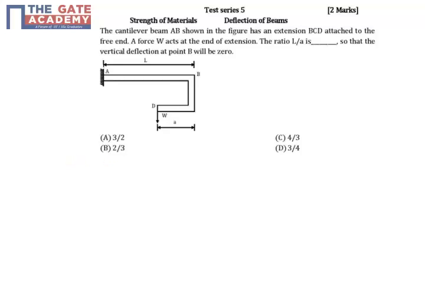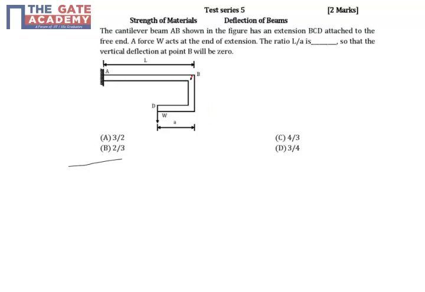Okay, so let's discuss a question from strength of materials. We basically have a beam and then there's an extension corner at the end and a load W is applied. So what we want is the end deflection should be 0 at B, and for that what is the ratio of L by A? Now first of all, why will the deflection at B be 0?